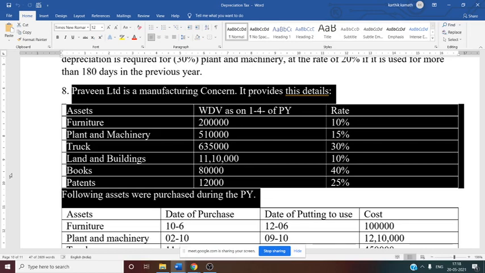Rate is 15%. Truck is 6 lakh 35,000, rate is 30%. Land and building 11 lakh 10,000, rate is 10%. Books, written down value 80,000, rate 40%. Patent, written down value 12,000, rate is 25%.